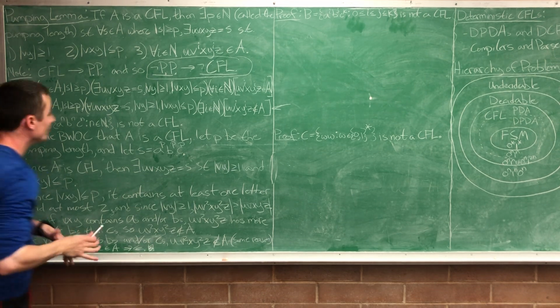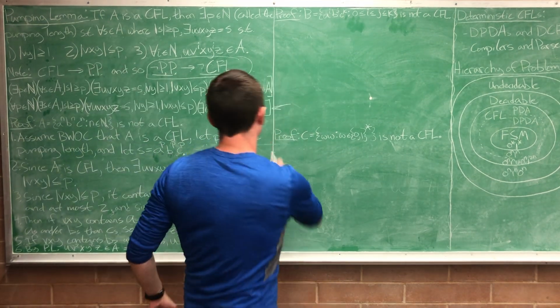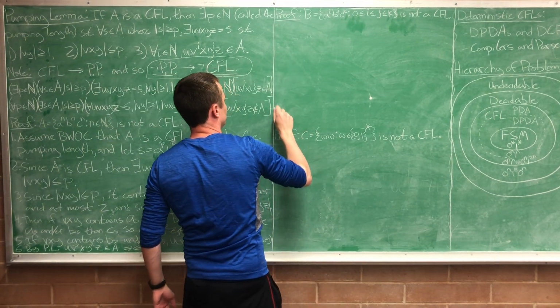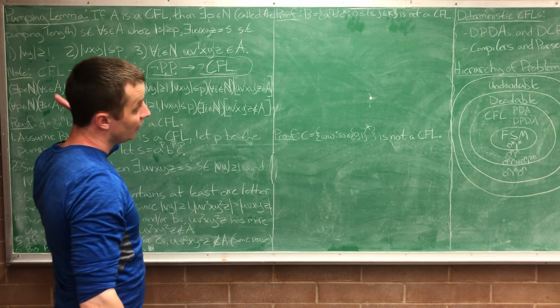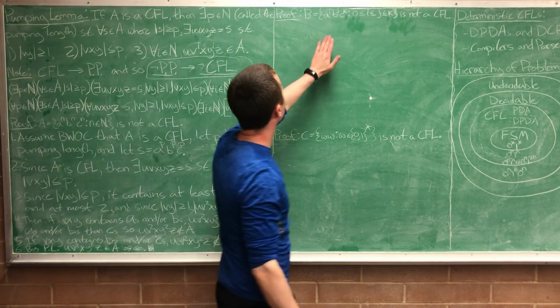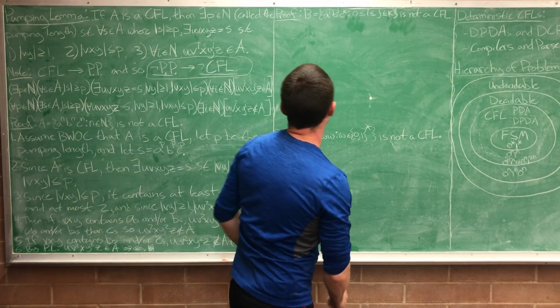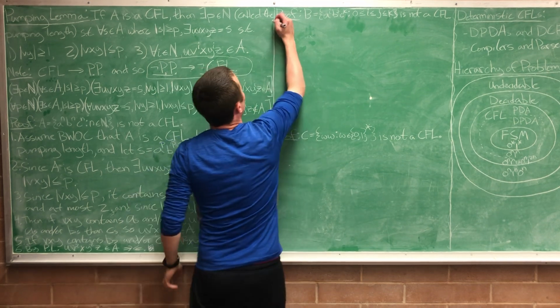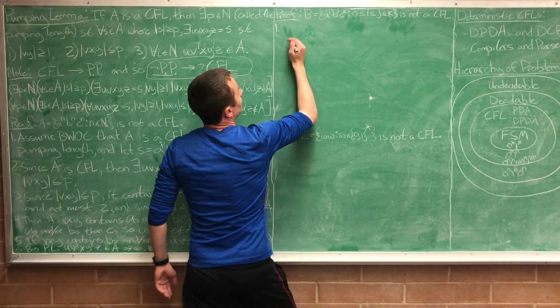All right. Let's do another one. This time write smaller so I don't get so cramped. Let's prove another one. Let's prove that B is not a context-free language. And this time we'll have you come up with a string.